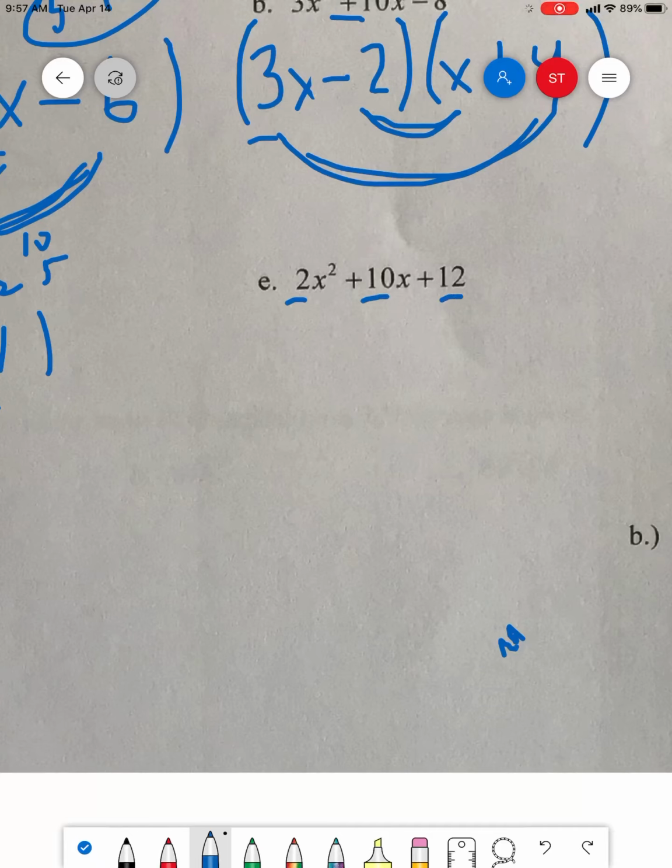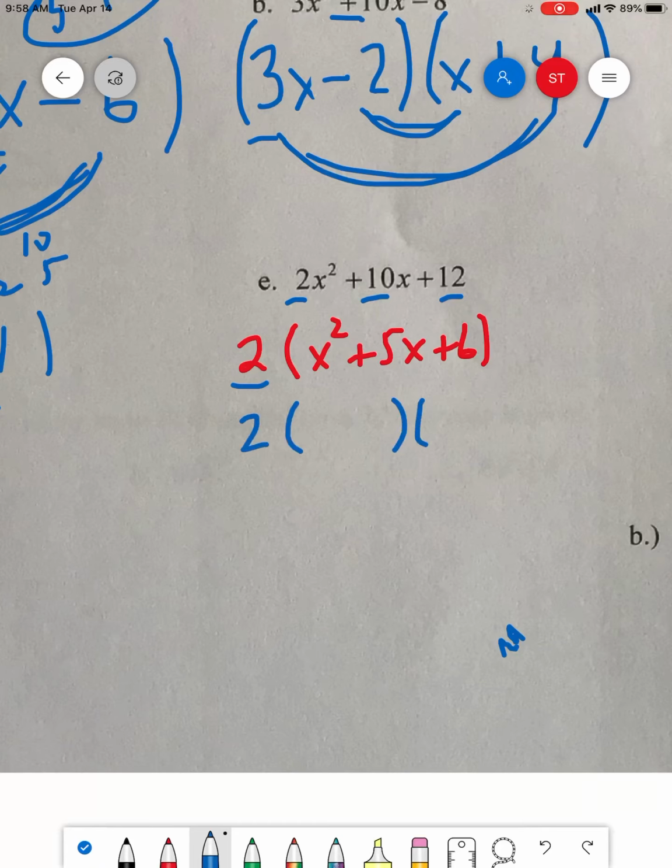2, 10, 12. Doesn't 2 go to each of those? So I'm going to, look at me, I'll use a different color. I'm going to pull the 2 out, and I'm left with x squared plus 5x plus 6. Okay, now a lot of kids forget that this 2 is part of the answer. So you got to bring that down, and then we're going to factor this right here.